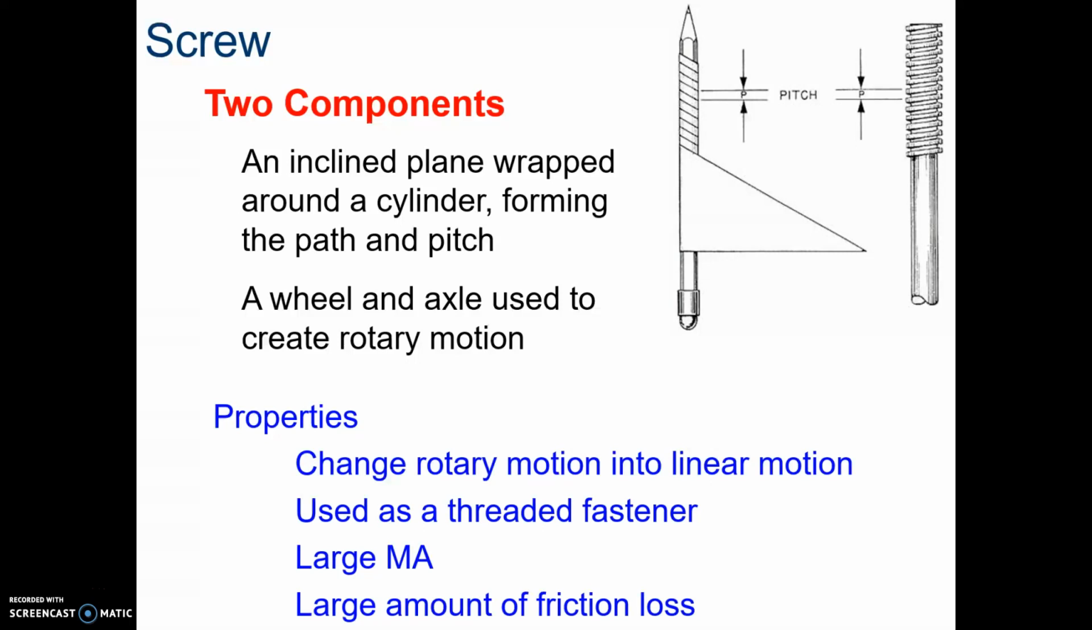Unfortunately, on the downside, screws do have a large amount of friction loss. Every single little bit of surface area on these threads creates friction, so their efficiency drops tremendously, but they do have a large ideal mechanical advantage.